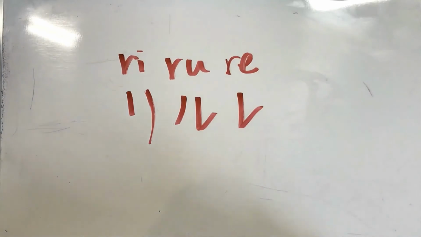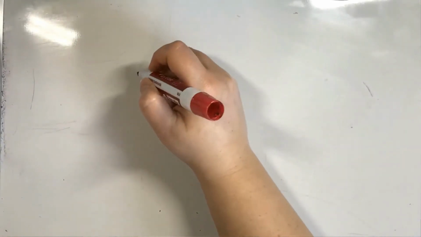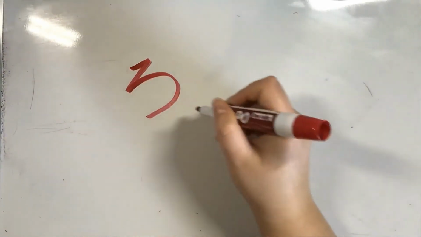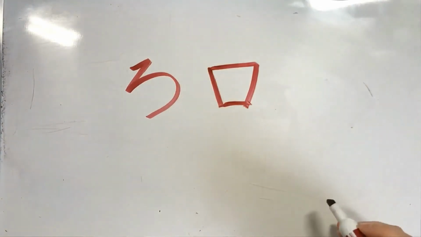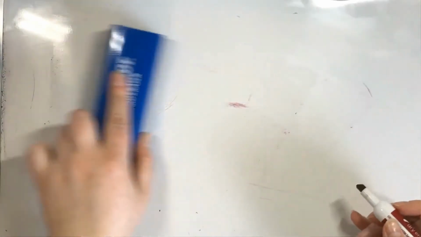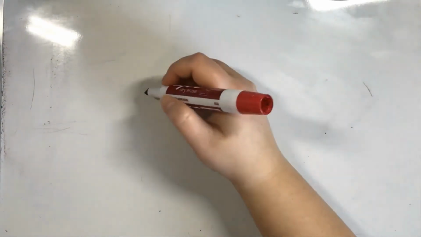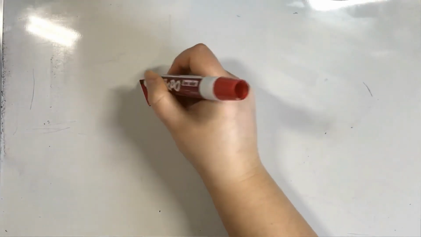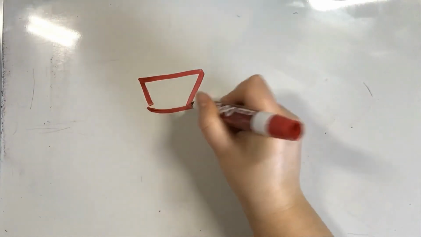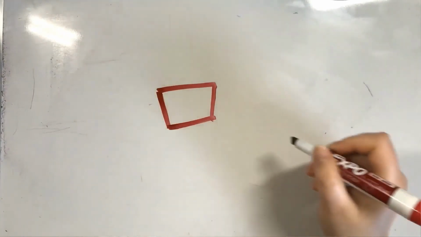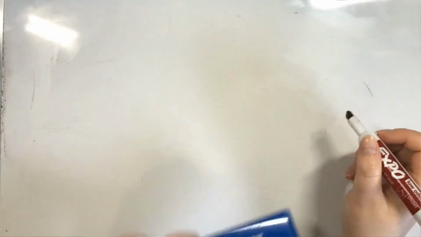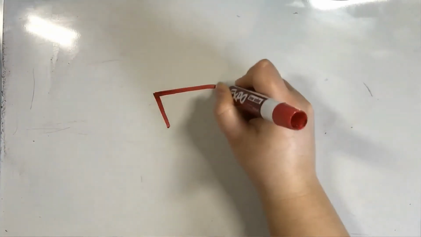Okay, and the last one of the R's is ro. So here's what it looks like in hiragana. Here's what it looks like in katakana. It's basically like a box. So we're going to go down, across, and across. Like an angular box. Last time. Like so.